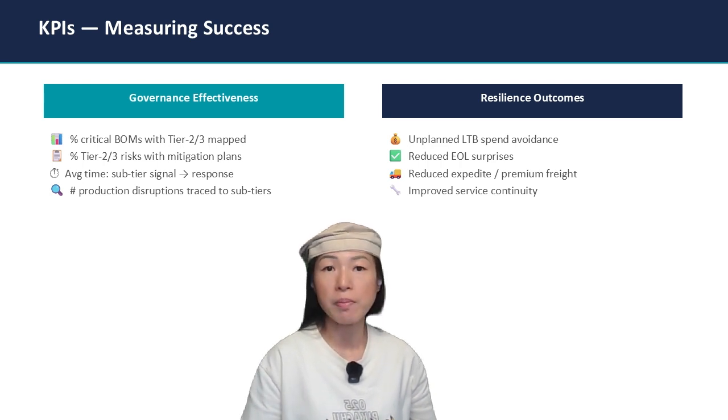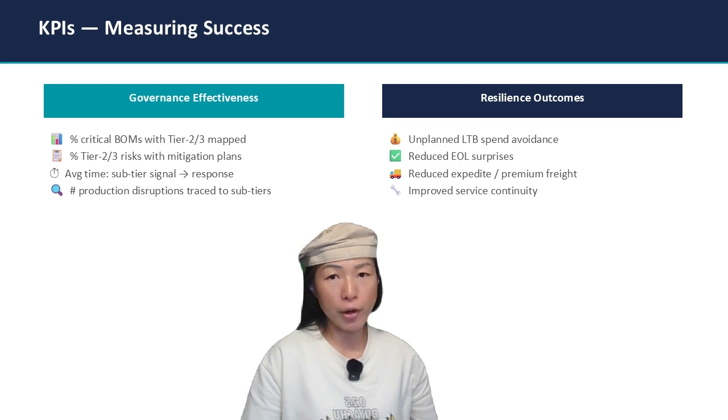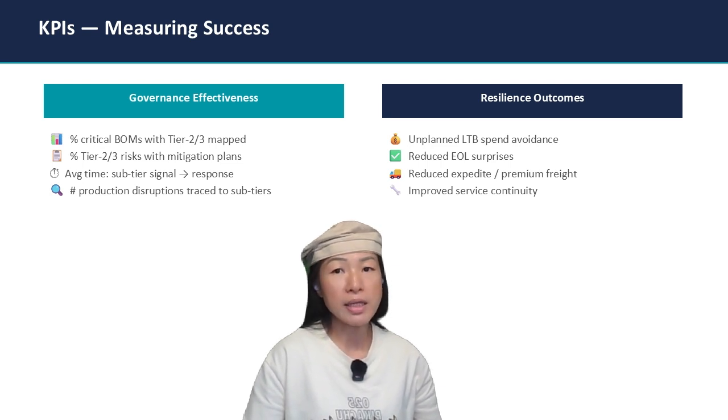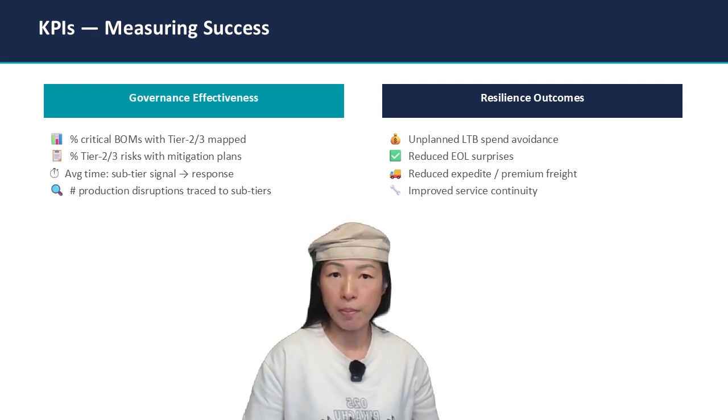Resilience outcomes measure business impact: avoidance of unplanned last-time buy spend, reduction in EOL surprises that catch the business off guard, lower expedites and premium freight costs, and improved service continuity to your end customers. Together, these KPIs demonstrate both process maturity and bottom line value to leadership.